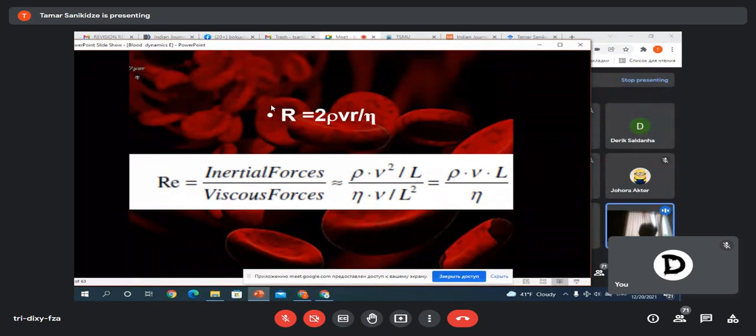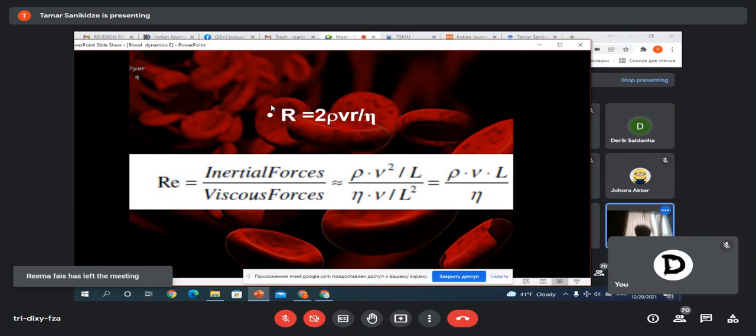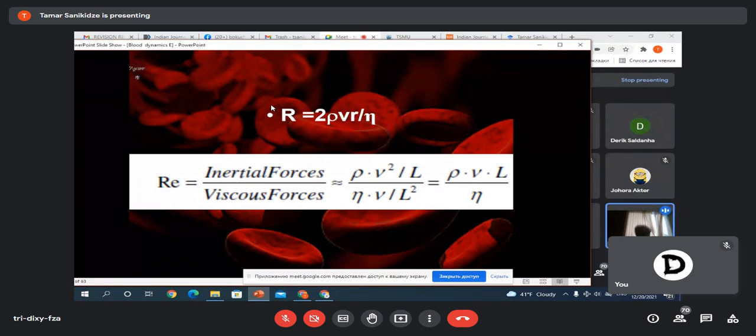So from this, it is clear that the type of flow is determined by the properties of the liquid, its density and viscosity, and also by the speed of the liquid motion and the radius of the vessel. Now, we discussed in the previous lecture that when the speed of the flow increases, what will happen? Laminar flow may be transformed into turbulent, yes?